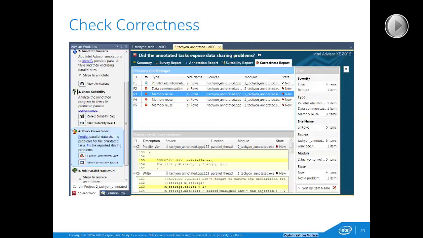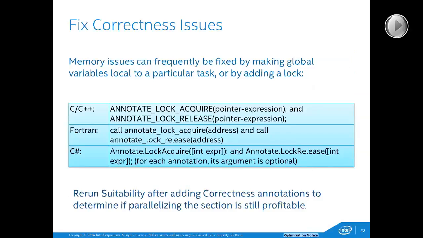And if you're looking at what we have here, you can see that in this tachyon sample, we actually have a problem with memory reuse. There is memory that's being written to every single time through the loop that is not in any way protected. And so we have a data race here, and we're not going to get the right answer out of our code.